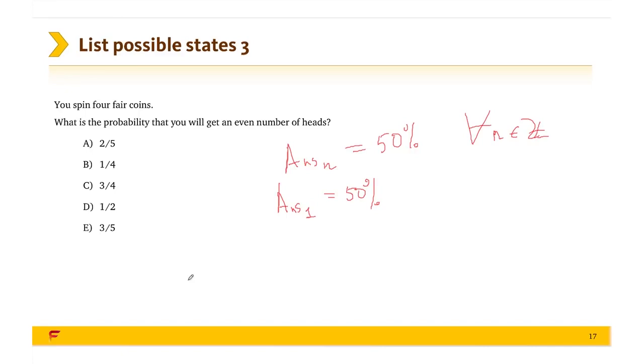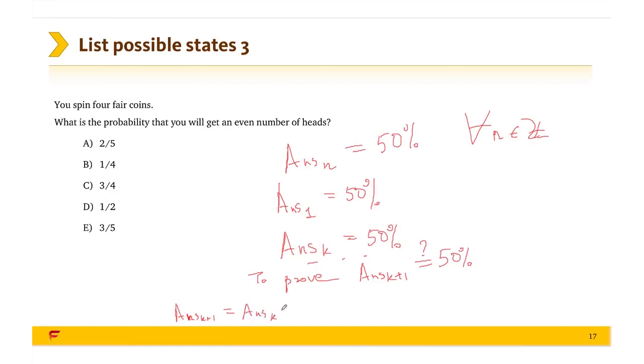Now, how we're going to do the proof by induction is, let's say that this is true for n equals k. So the probability for k is 50%. We need to prove that from this assumption follows that the probability for k plus 1 should equal 50%. And it's easy to prove, right? Because the answer for k plus 1 is nothing but the probability that we get an even number of heads on the previous step times the probability that we get a tail this time, so that we don't spoil the even number of heads. And the probability on this new k plus first coin is 50%.